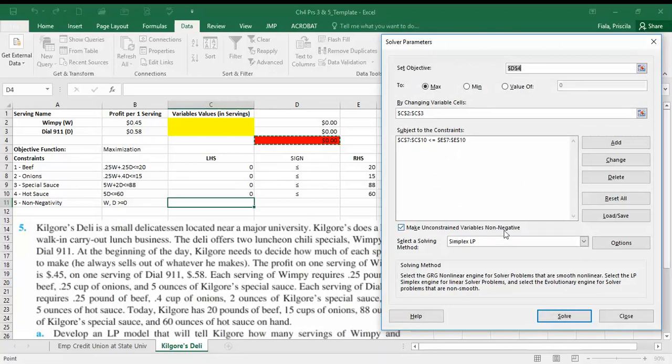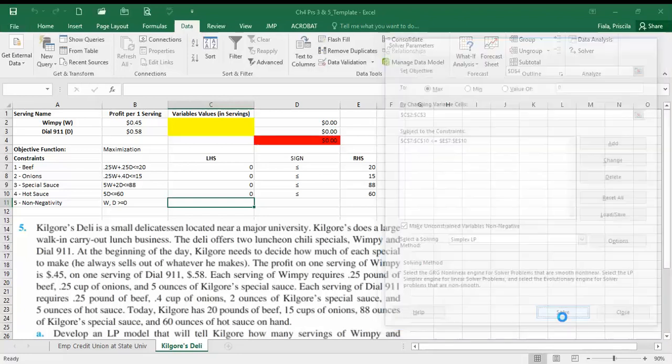Make unconstrained variables non-negative, so all your variables are non-negative. W plus D is higher or equal to 0. You don't need to, let's just leave it and make unconstrained variables non-negative. And right here, you leave it as Simplex LP, which I told you is the one we're using for this class. And then we're going to hit solve and hope that it gives us a solution.